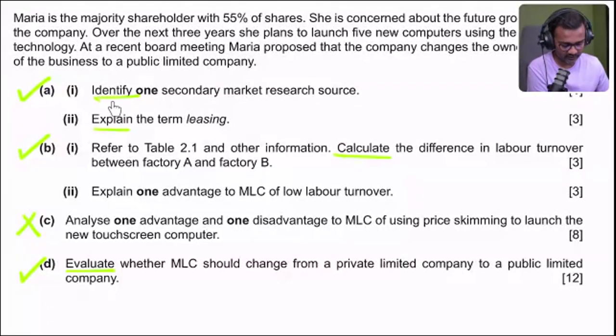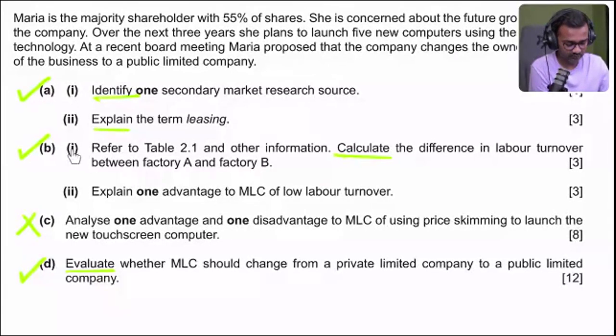So, for example, when I look at the first one, it talks about identifying one secondary market research source and explaining the term leasing. Now, part A is something that you can answer without connecting it to the case study. If you want, you can, but it doesn't need to be. It doesn't need to be something that's part of the case study itself. So this is just testing your knowledge, and these are pretty easy marks to score. When we get to this part, I'll show you how to do them correctly.